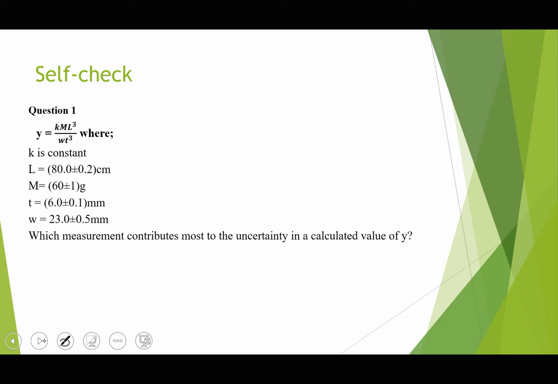Number 1. Question number 1, you have y equals k m l cubed over w t cubed, where k is a constant. They have given you L, they have given you M, they have given you T, they have given you W. Which measurement contributes most to the uncertainty in a calculated value of y? Find the answer to that question.